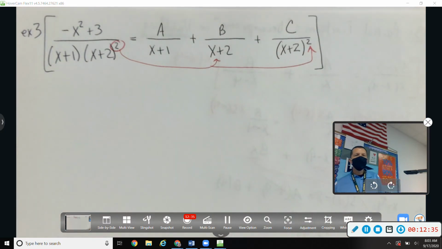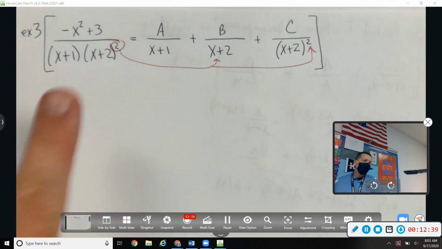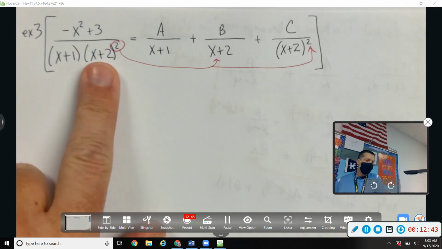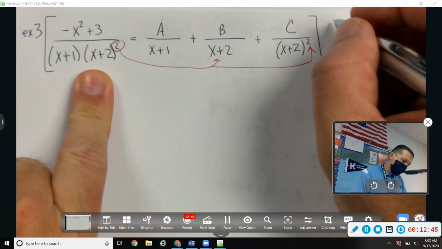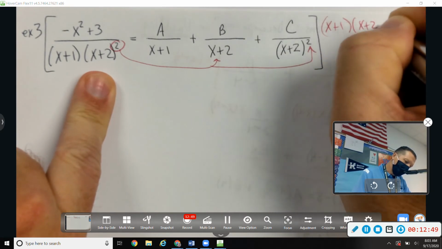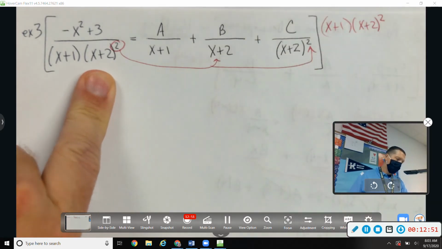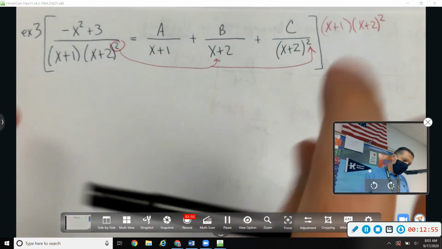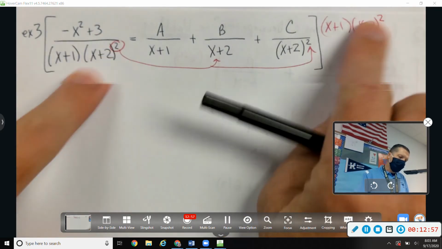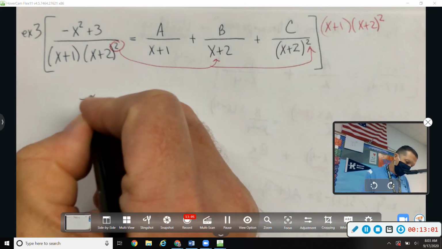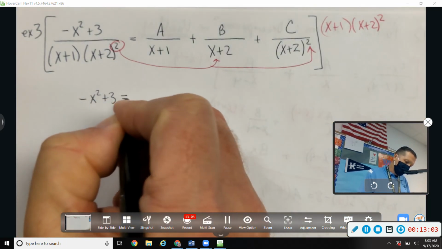Now I want to multiply by something that will wipe everybody out. The common denominator is always the original denominator. So I'm going to multiply everybody by x plus 1 and x plus 2 squared. The left one's easy, right? Because that's what I multiplied by. Everything goes away. I'm left with just negative x squared plus 3.